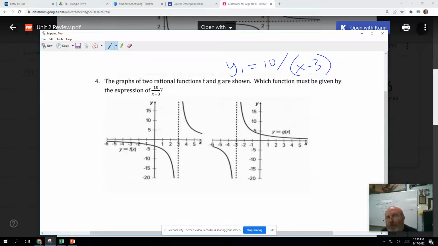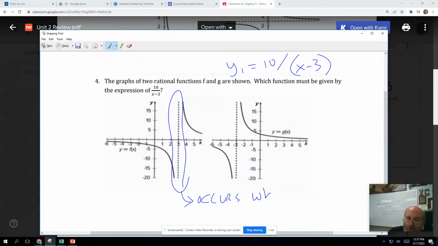When you graph that, which one of those do you see? That's because this vertical asymptote happens when the denominator is 0. The denominator is 0 if you plug in 3 for x.